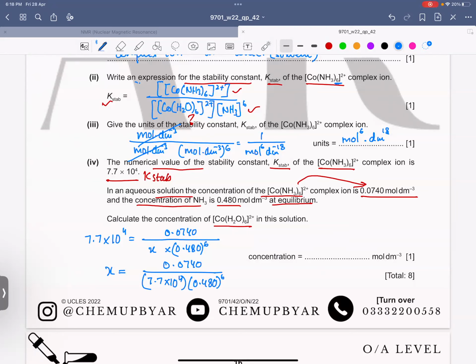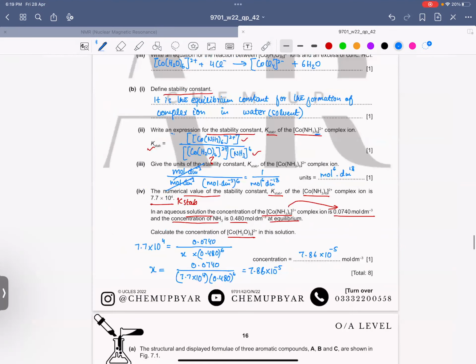So can anybody calculate and tell me the answer? So 7.86 into 10 to the power negative 5. Okay, so 7.86 into 10 raised to the power negative 5. Is this clear to everyone? Yes, sir.